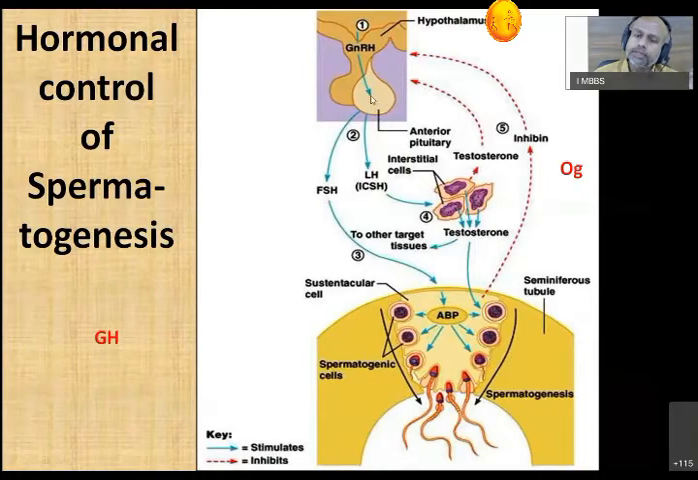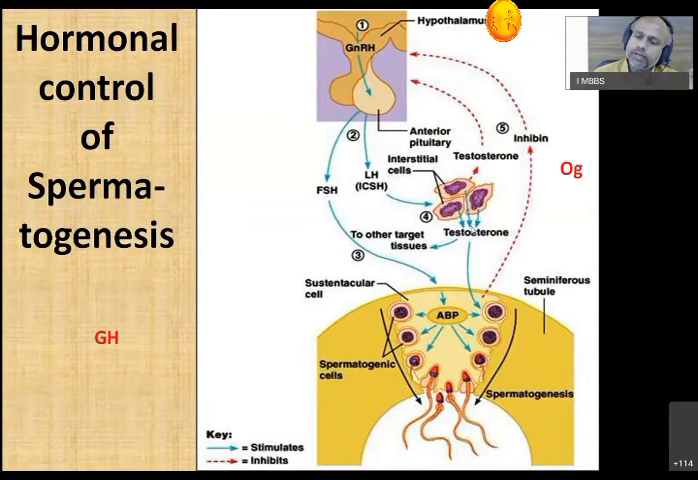The gonadotropins act on the gonads. Gonadotropins are FSH and LH, luteinizing hormone and follicle stimulating hormone. FSH acts on the seminiferous tubules for spermatogenesis. LH acts on the Leydig cells, which are present surrounding the seminiferous tubule in the interstitial space. Luteinizing hormone stimulates the secretion of testosterone hormone.